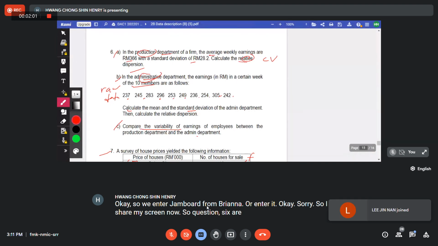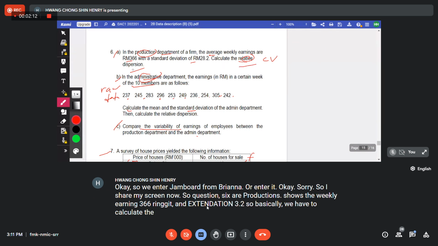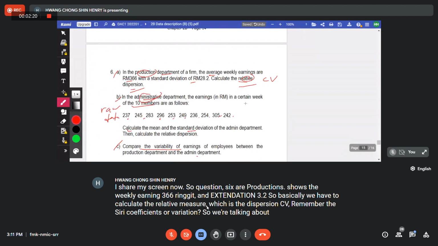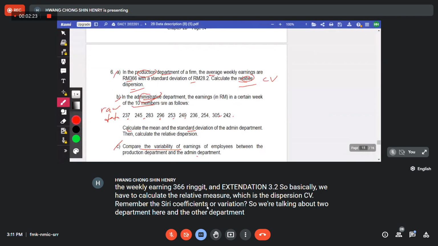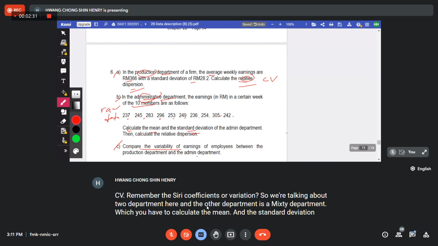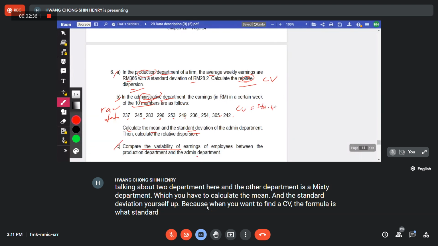The production shows the weekly earning 366 ringgit and the standard deviation 28.2. So basically we have to calculate the relative measure of dispersion, the CV. Remember the CV, coefficient of variation. So we're talking about 2 departments here, and the other department is the administrative department, for which you have to calculate the mean and the standard deviation yourself. Because when you want to find the CV, the formula is what? Standard deviation divided by mean, right? Multiply 100.